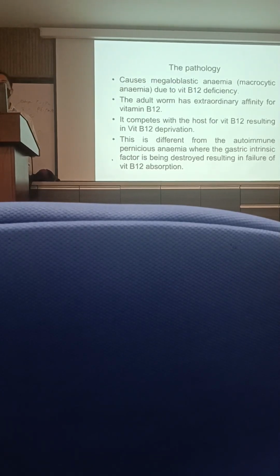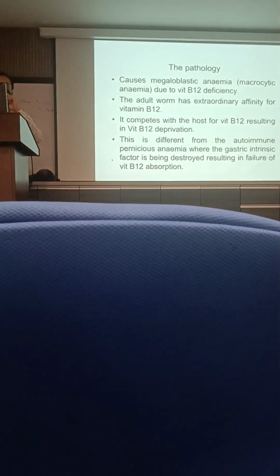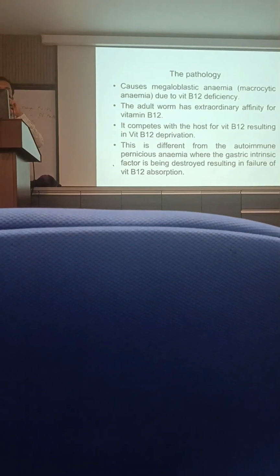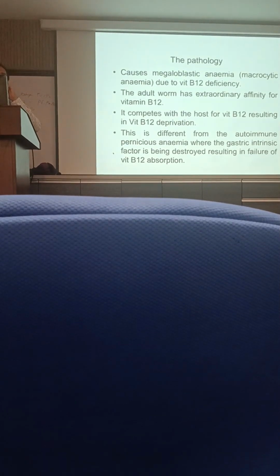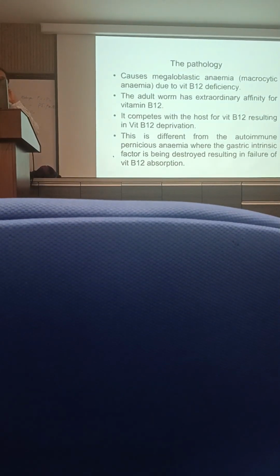So you have to know the difference between pernicious anemia, which is an autoimmune disease, so it results in failure of vitamin B12 absorption, whereas in diphyllobothriasis, simply the worm is competitively absorbing all the B12. Everything else is intact.